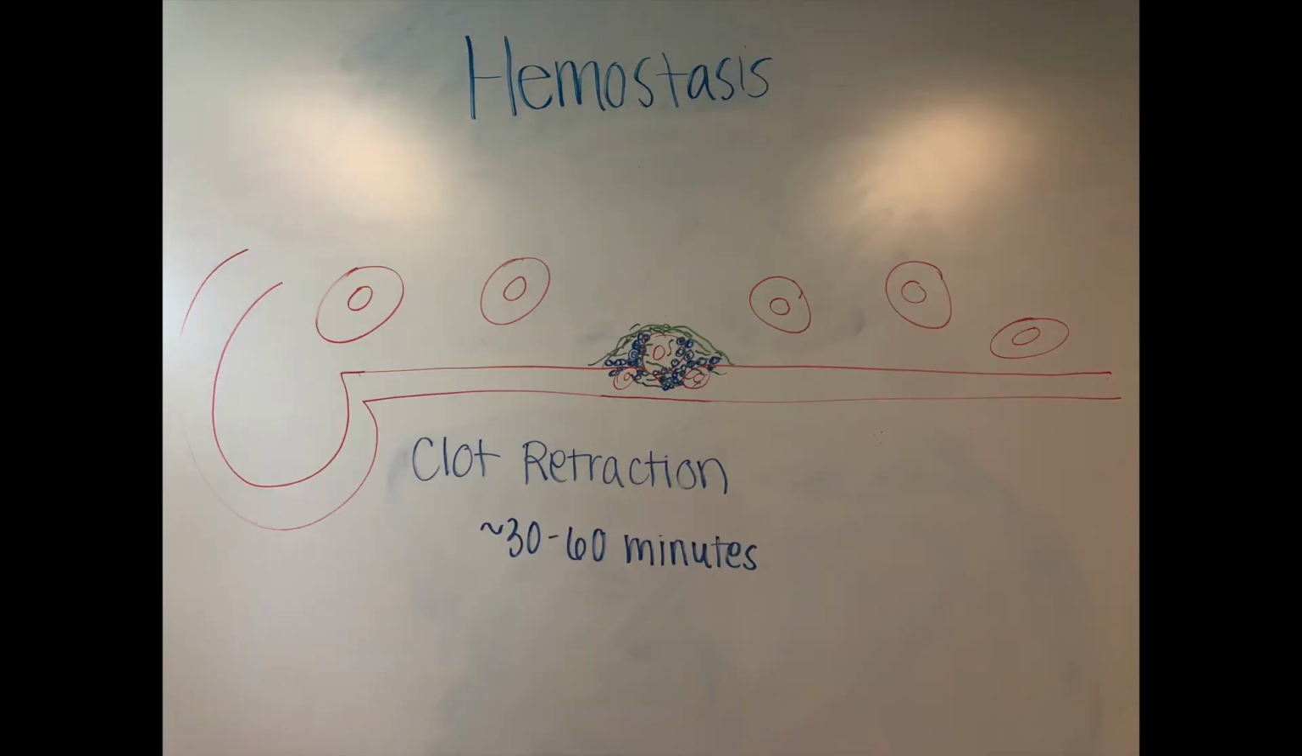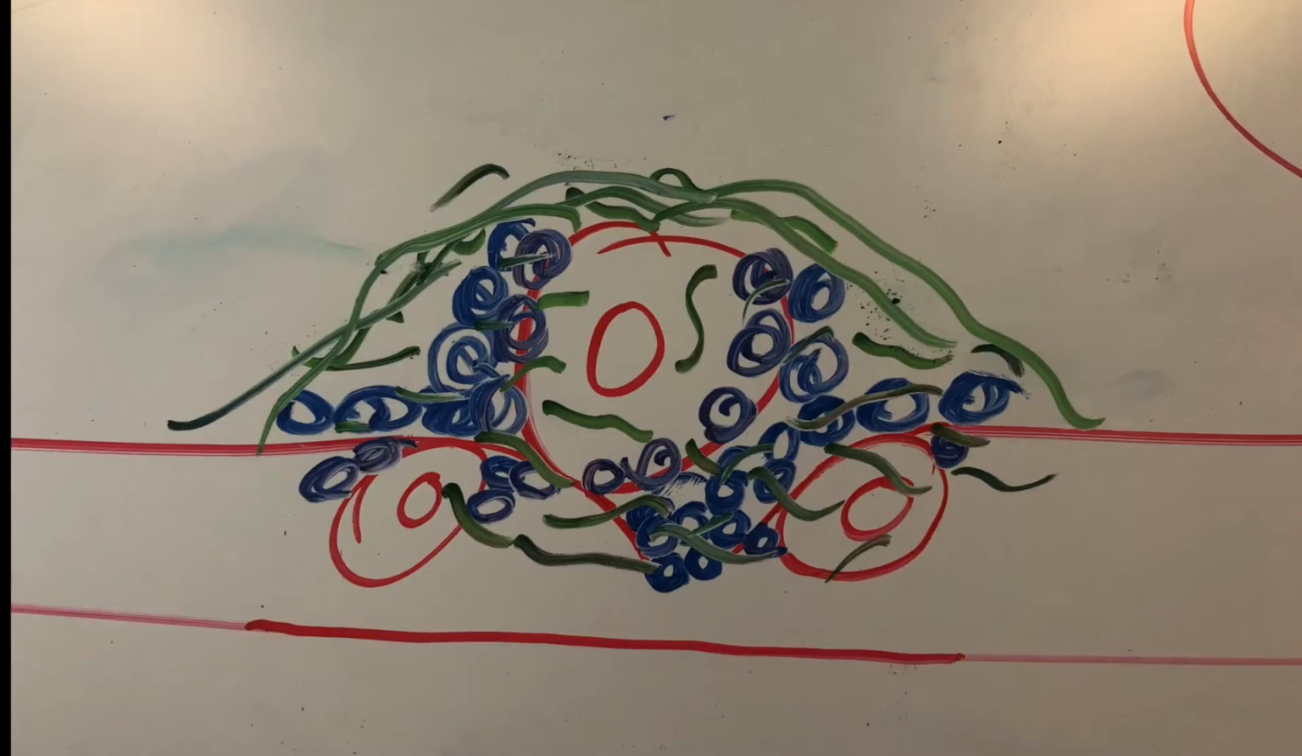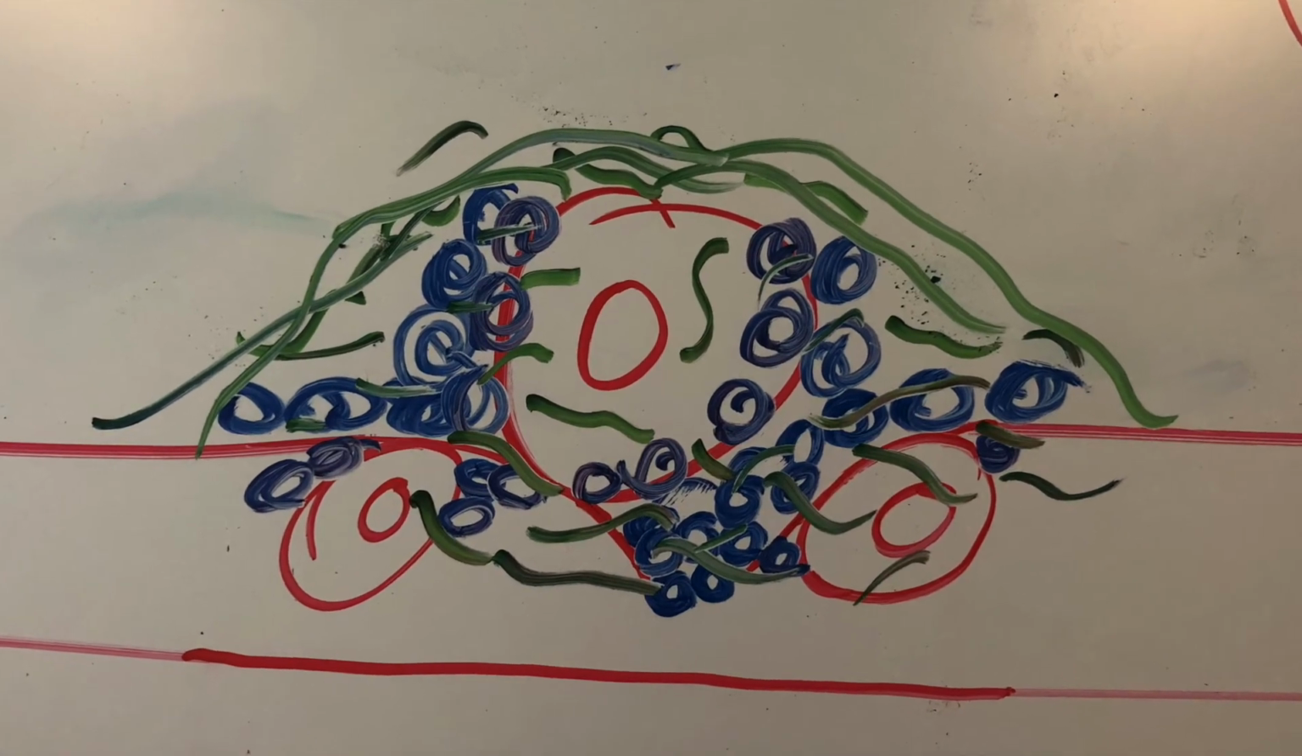Clot retraction is when the damaged edges of the vessel are pulled together. The damaged area's size is reduced, decreasing the bleeding and allowing other cells to complete repairs.